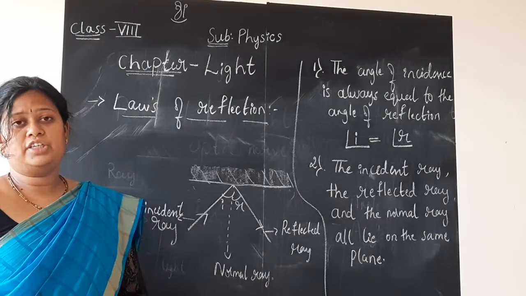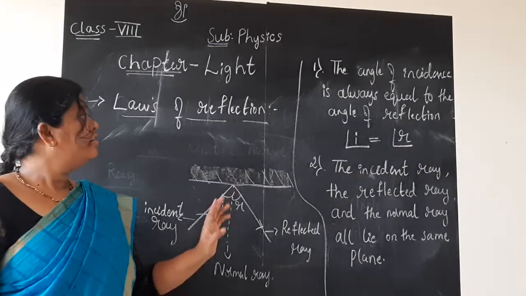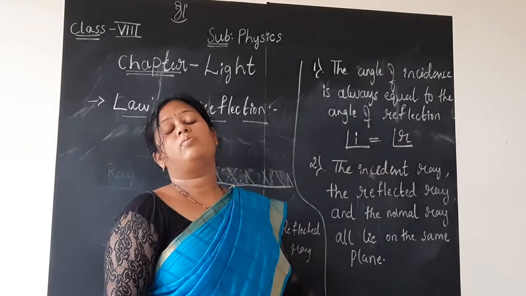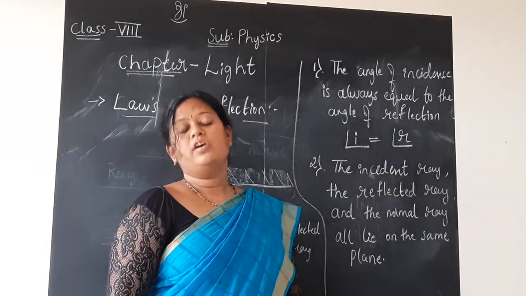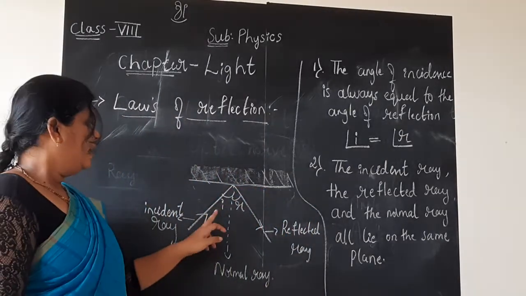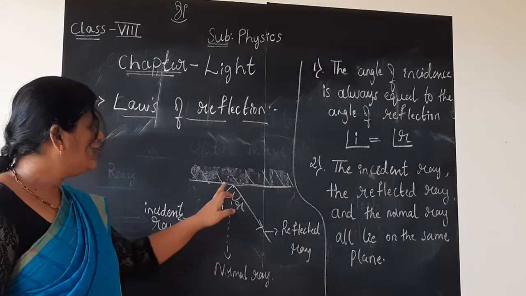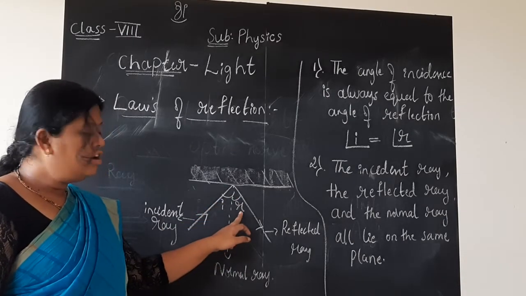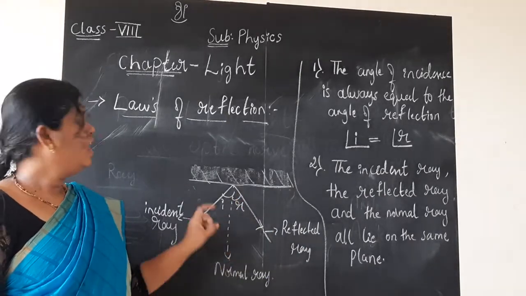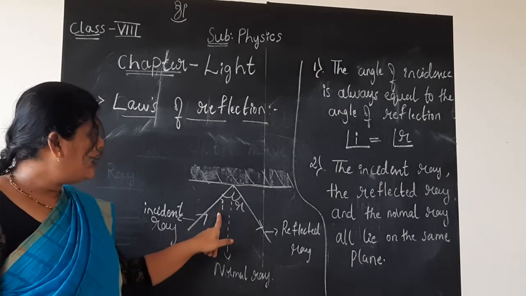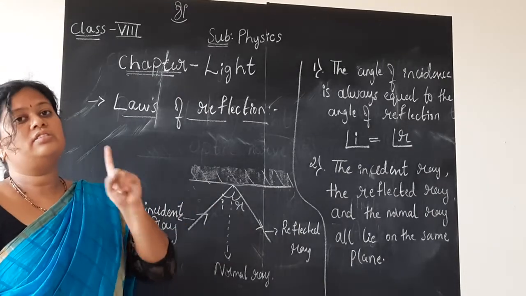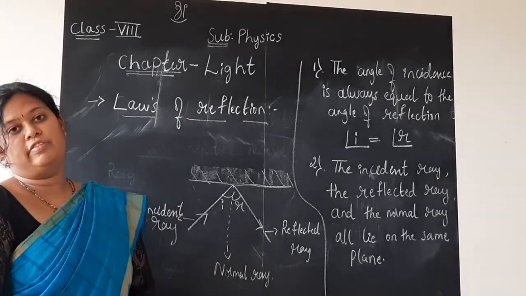In the laws of reflection, there are mainly 2 points. First point is the angle of incidence is always equal to the angle of reflection. Now we all know what is angle of incidence and what is angle of reflection. Angle of incidence I is the angle made by the incident ray with the normal ray. Angle of reflection R is the angle made by the reflected ray with the normal ray. So this angle I and R, which are marked here in the figure, are always equal. That is the first point in the laws of reflection.